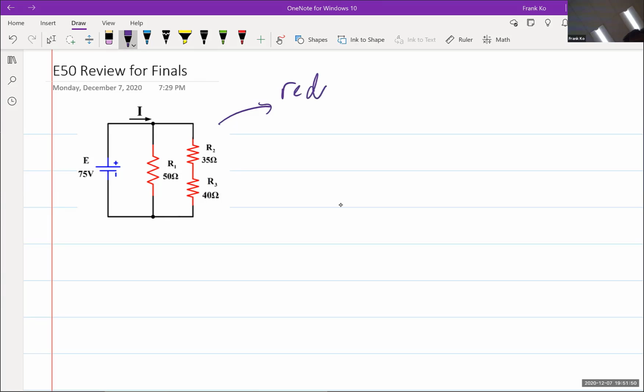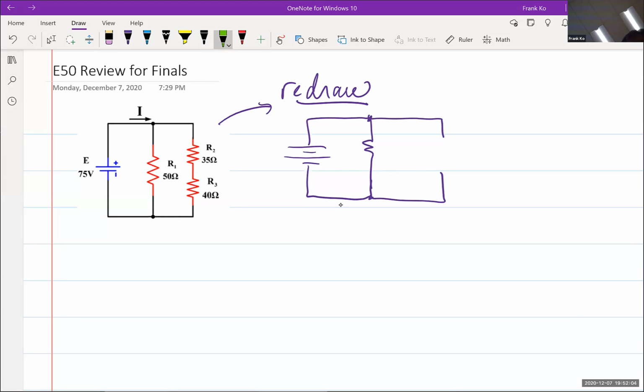R2 and R3. Okay, we're going to redraw. We're going to combine R2 and R3. So we should have this circuit here, and this guy come over to here. REQ number 1, and REQ number 1 would be 35 ohms plus 40 ohms, yes? So this gives us 75 ohms over this side, is that correct? R1 over this side is 50 ohms. So now you've got 3 resistors simplified down to 2 resistors.